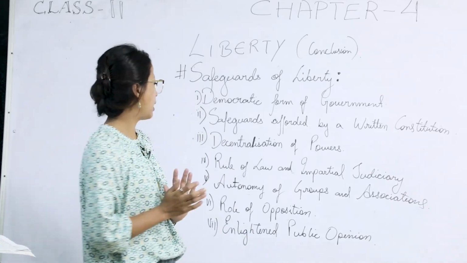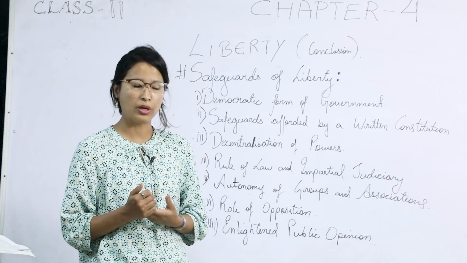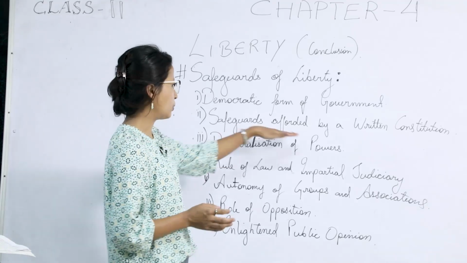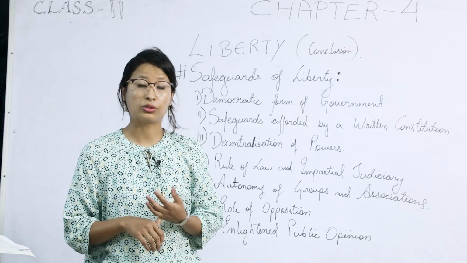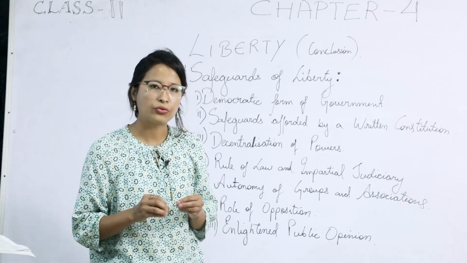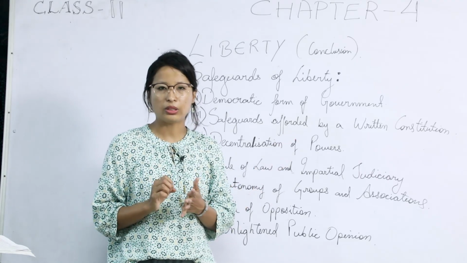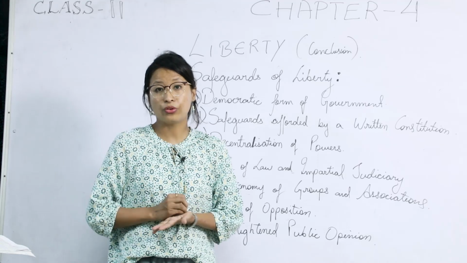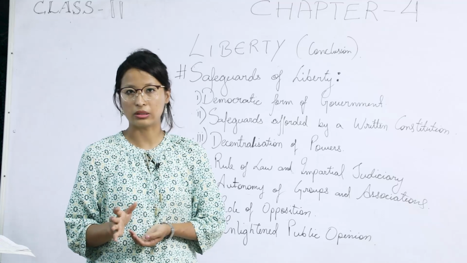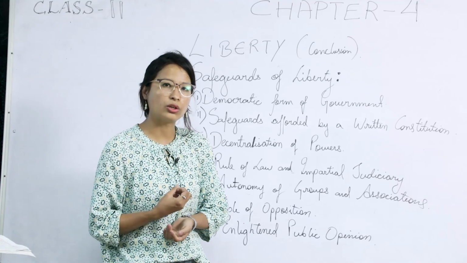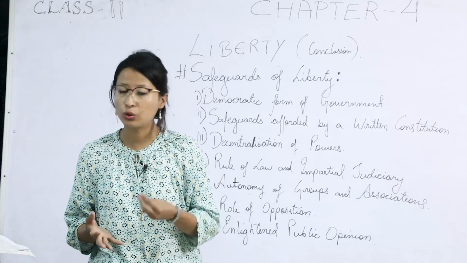Now, point number 2, we have safeguards afforded by a written constitution. The rights and the freedom that we were discussing are all under the constitution. Most constitutions, for example the Indian constitution as well as the American constitution, provide ways and means to give freedom. They have written down in the constitution what types of freedom and rights are to be given to the citizens. The countries also provide ways and means to ensure or enforce them.